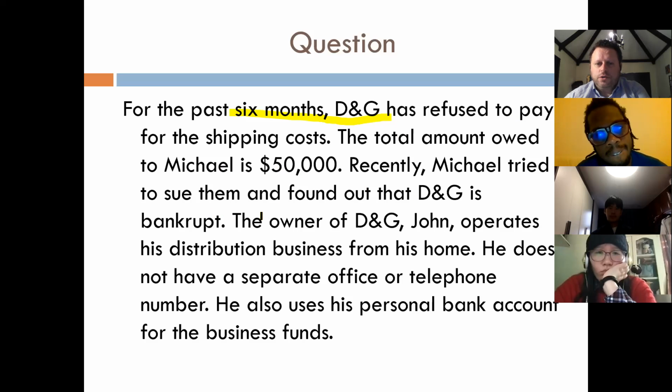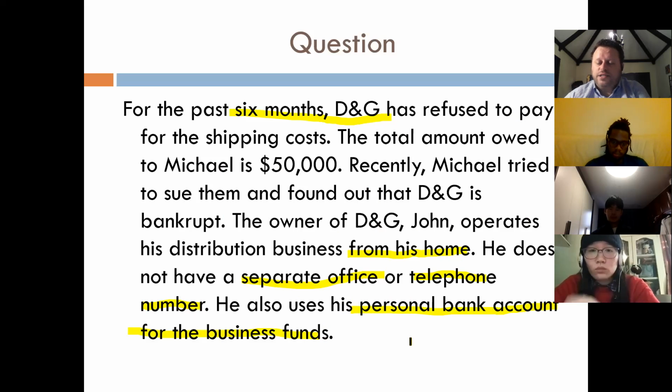D&G is bankrupt. And this guy, John, who runs D&G, he runs it from his home. Okay, that's one thing. No separate office, no separate telephone number. He uses his personal bank account for the business funds. So he's mixing the business with his money. So we have some facts here that make it sound like there's unity. Do we have everything? Not really.